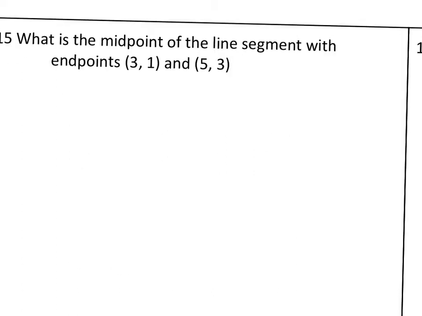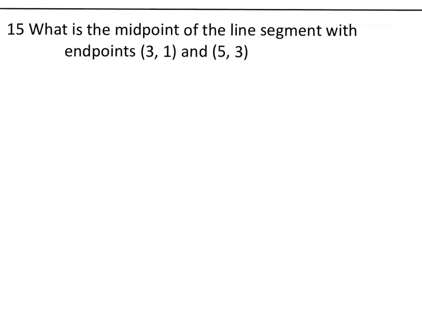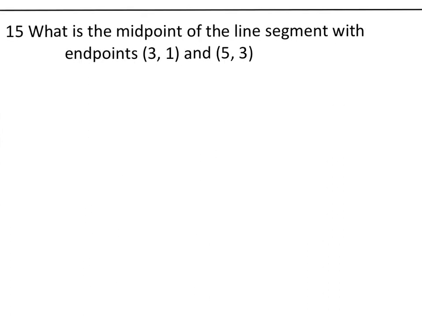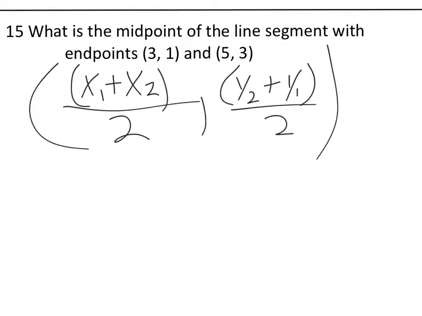This next example, what's the midpoint of the line segment with endpoints of 3, 1, and 5, 3? So midpoint, all you have to do is add together your x-coordinates divided by 2, add together your y-coordinates divided by 2. So that's technically the formula. I like to put the numerator on top in parentheses because if you're typing it into a calculator, I want you to make sure you get that numerator added first before it divides.